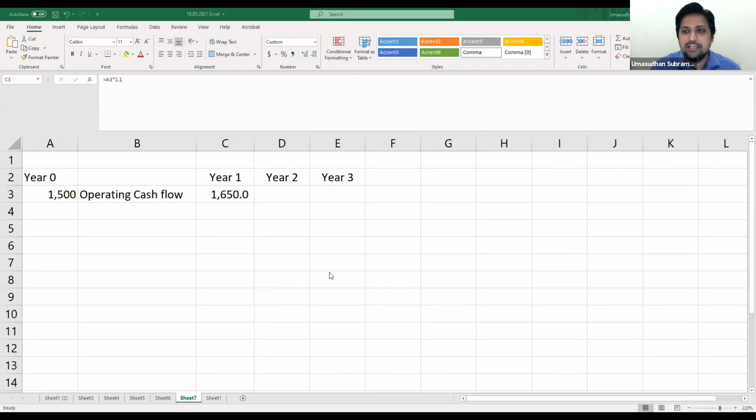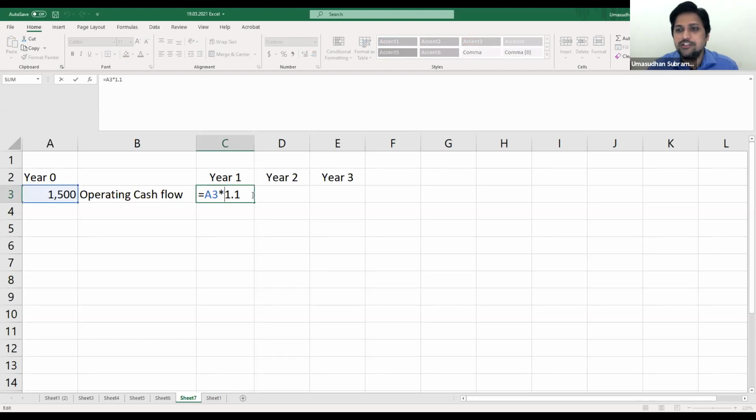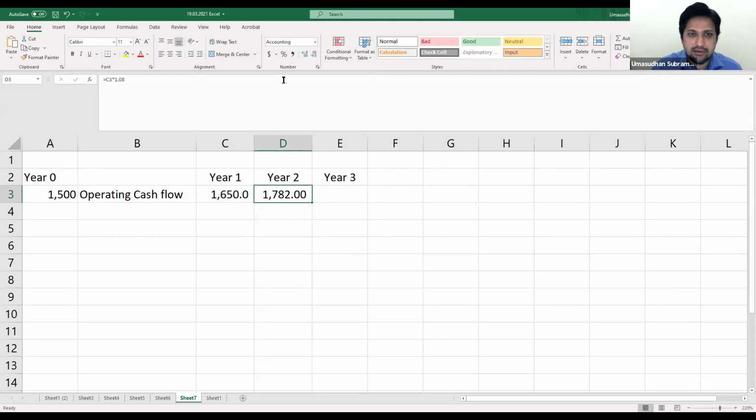Are you able to see my Excel sheet now? Yeah? Are you able to see my Excel sheet? Okay, fantastic. So I'm applying a 10% growth because this is the best information, let's say, the analyst has got. And then year 2 is expected to grow by 8%. And year 3, you expect it to grow by 7%.